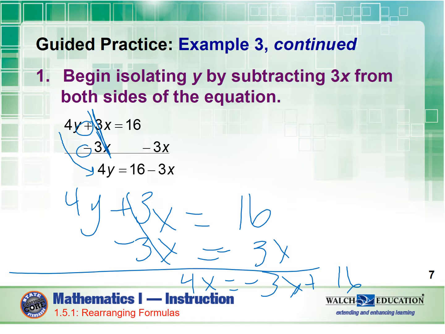Now, it doesn't matter if you have negative 3x plus 16 or 16 minus 3x. It's the same thing. Either way, you have a negative 3x term and a positive 16 term. So don't let it trip you up if you see them written two ways. As long as the signs are the same, it does not matter.